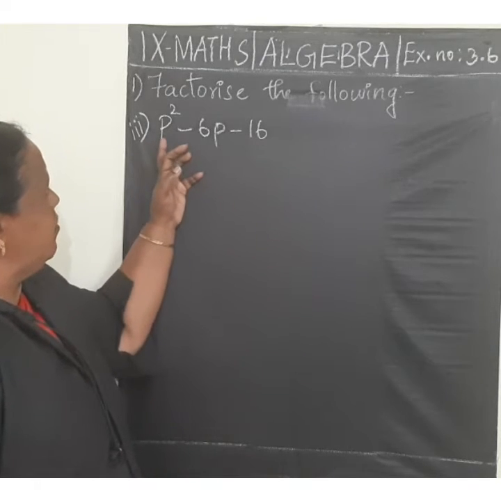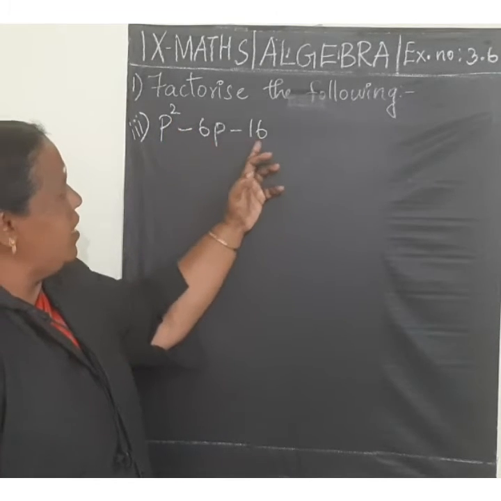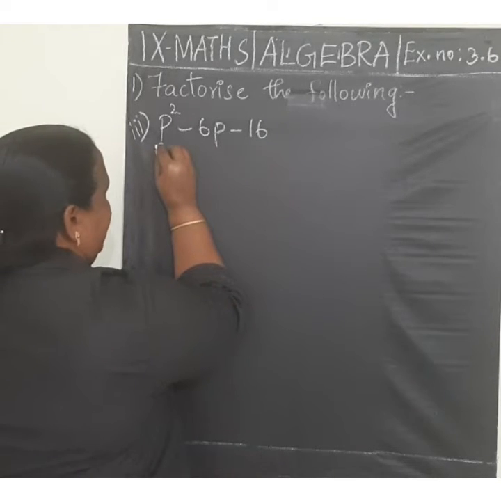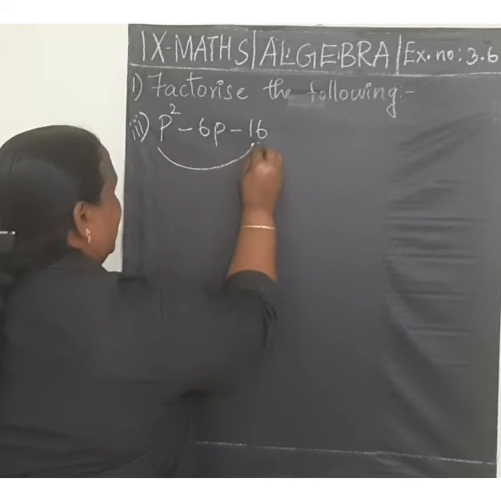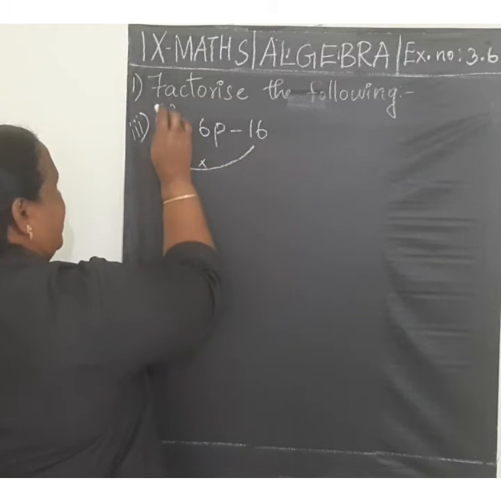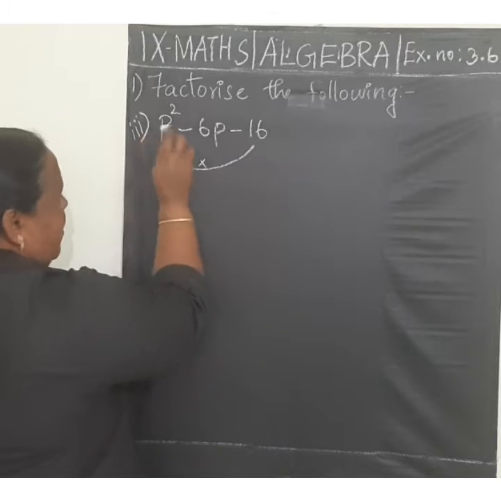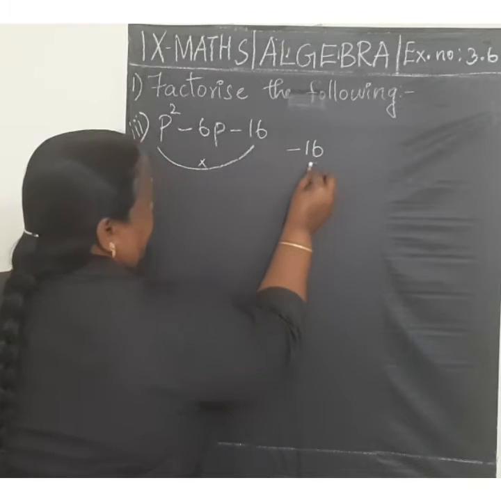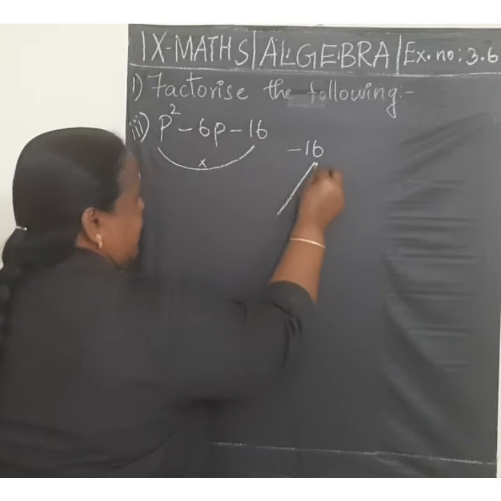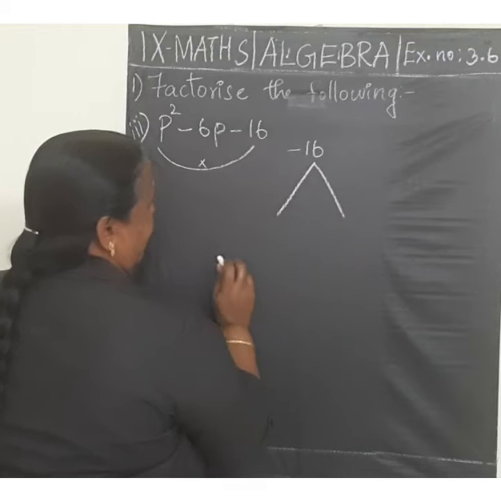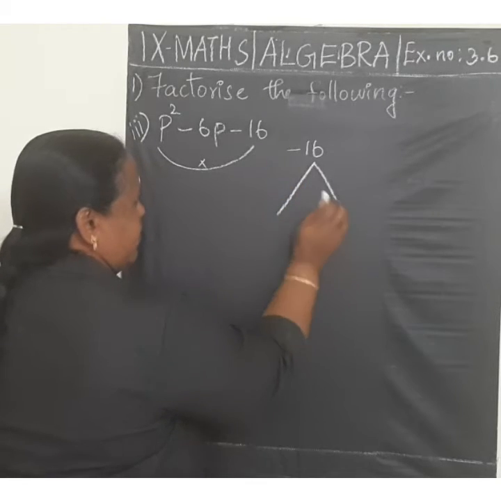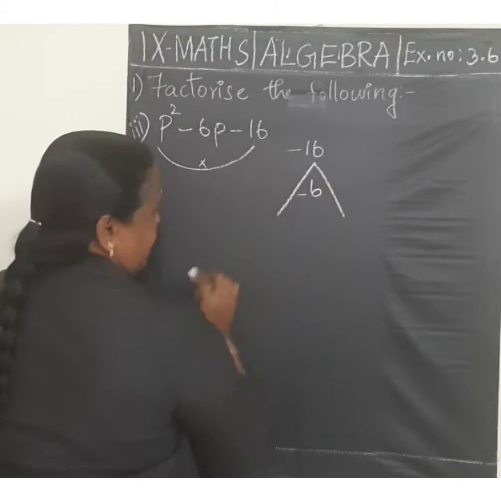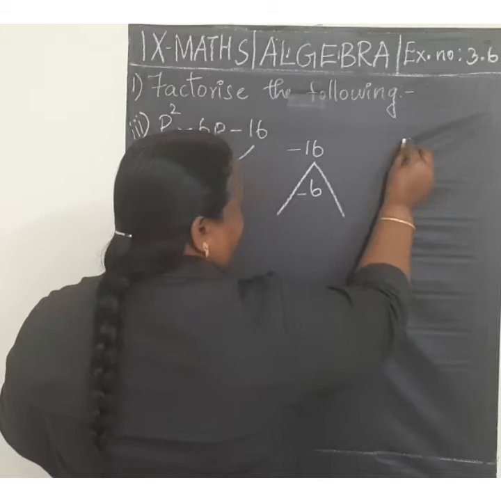Next, third subdivision, p squared minus 6p minus 16. The first step we have to multiply the coefficient of this square, x squared term, and the constant term. So here p squared, before that no number, so we have to consider it as a 1. 1 into 16, 16, here minus sign is there, so minus 16. Then we have to find the factors for the 16. When we are finding the two factors for the 16, if we multiply that one, it should satisfy minus 16. Then if we add or subtract, we have to get minus 6.